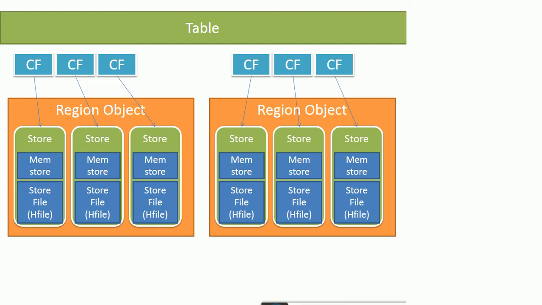Yes, so this diagram depicts the same thing. We have a table and we have a region object. Two regions are there based upon the size, and each region has three column families. All the column families are present, and for a particular column family there is a store allocated. Store is nothing but the virtual memory we were discussing, the MemStore. So a store is allocated.